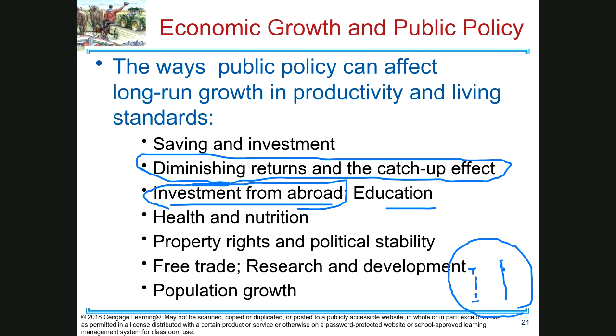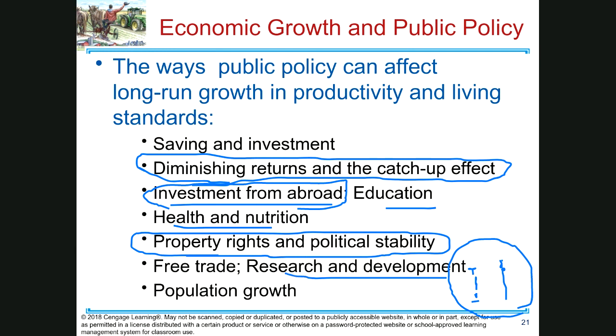Health and nutrition, property rights, political stability is very important. Okay, corruption was in the previous one too, right? If there is corruption in the government, people lose their confidence, their trust. They don't want to invest their money in that country. They take it out of the country, and it slows down the growth rate. Okay. Free trade is good. Research and development is good. Population growth, again, we look at it two ways.